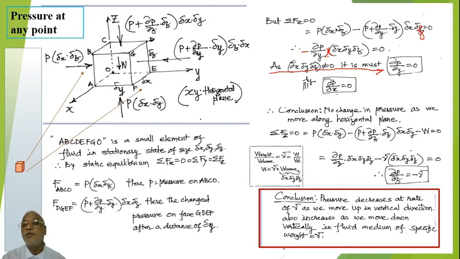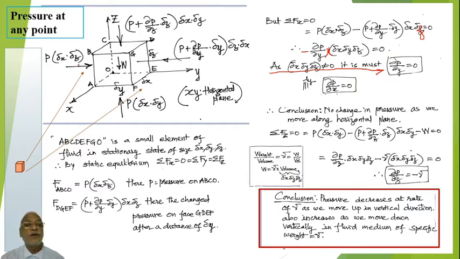So dou p by dou y multiplied by delta x, delta y, delta z is equal to 0. Either this has to be 0 or this has to be 0. This is not 0 because we have considered a real case element with some finite distances delta x, delta y, delta z. Though they are small, they have some magnitude, it cannot be equal to 0. So the only way we can conclude is dou p by dou y equal to 0.